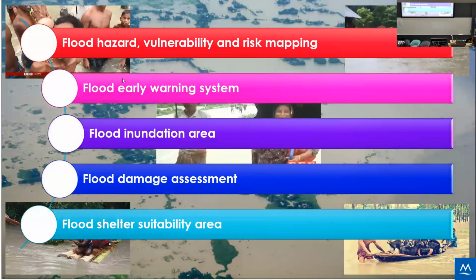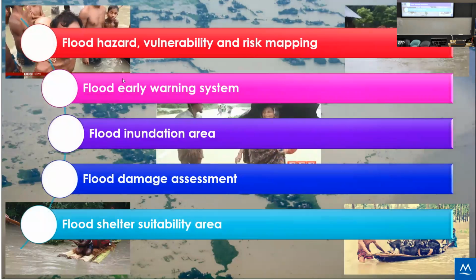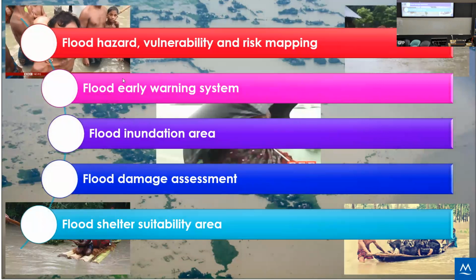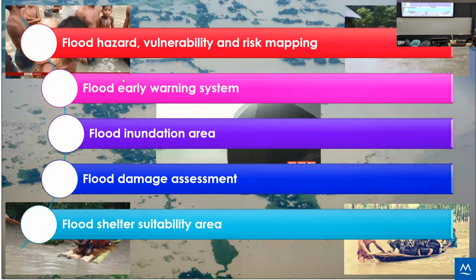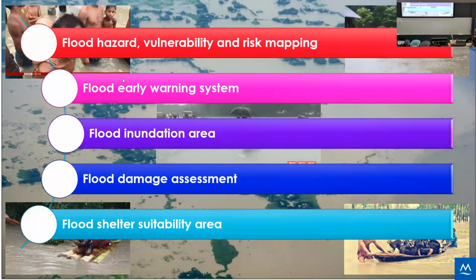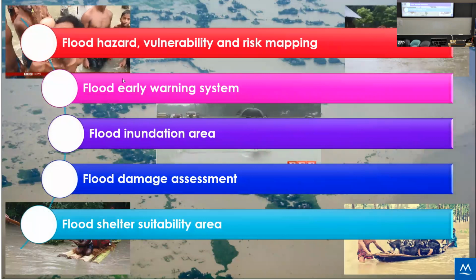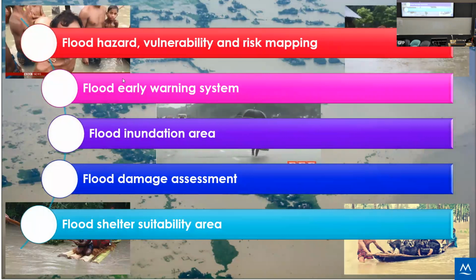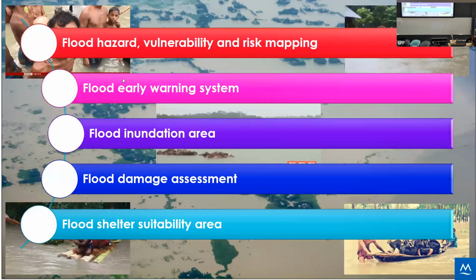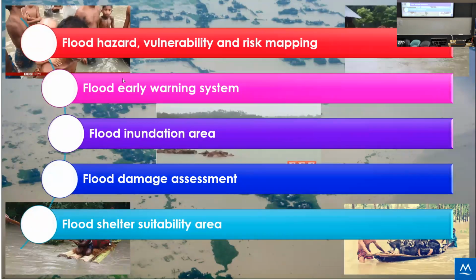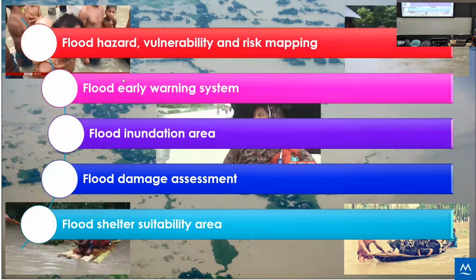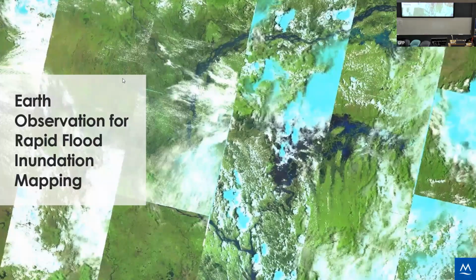Normally, during the flood, before the flood, or after the flood, there are many responsibilities as we are involved in Earth observation science. Using Earth observation science, we can identify flood hazard, vulnerability, risk mapping, flood early warning systems, flood inundation area, flood damage assessment, and also flood shelter suitability to reduce the flood risks.